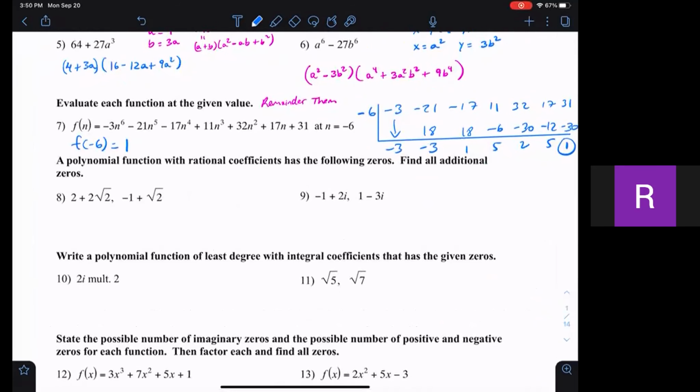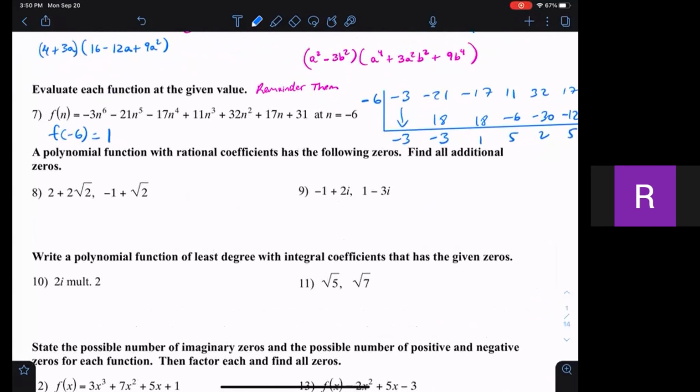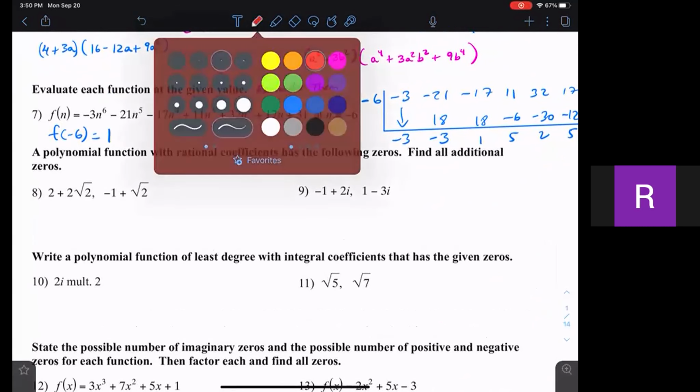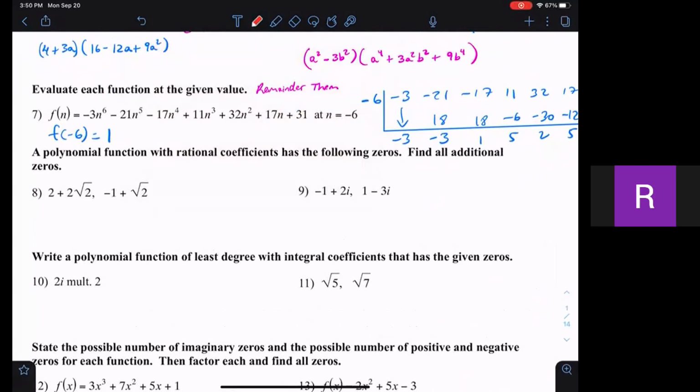Now here they say a polynomial function with rational coefficients has the following zeros. Find the additional ones. So they want you to find basically the conjugate pair, right? So this is 2 minus 2 radical 2, and this one should be -1 minus the square root of 2. That's it. There's 4. Here, -1 minus 2i, and here 1 plus 3i. You're done. That's the only thing they ask me.